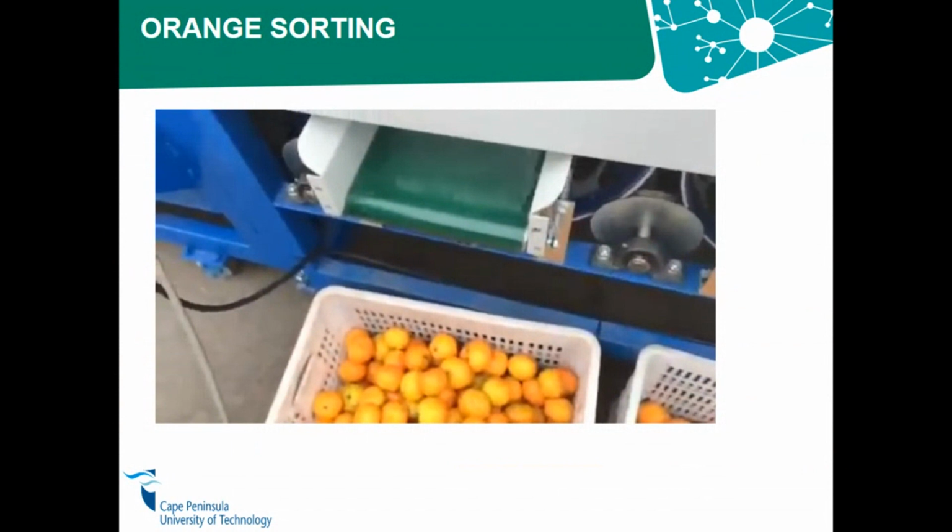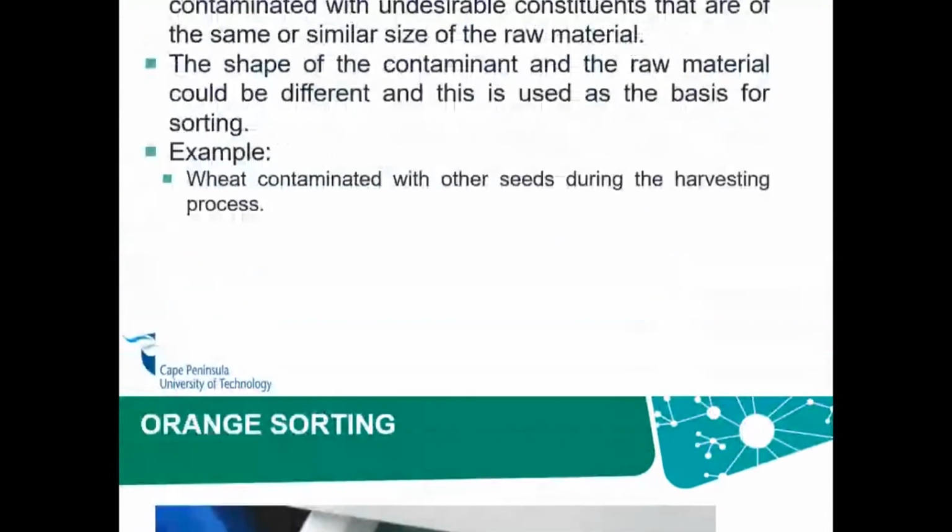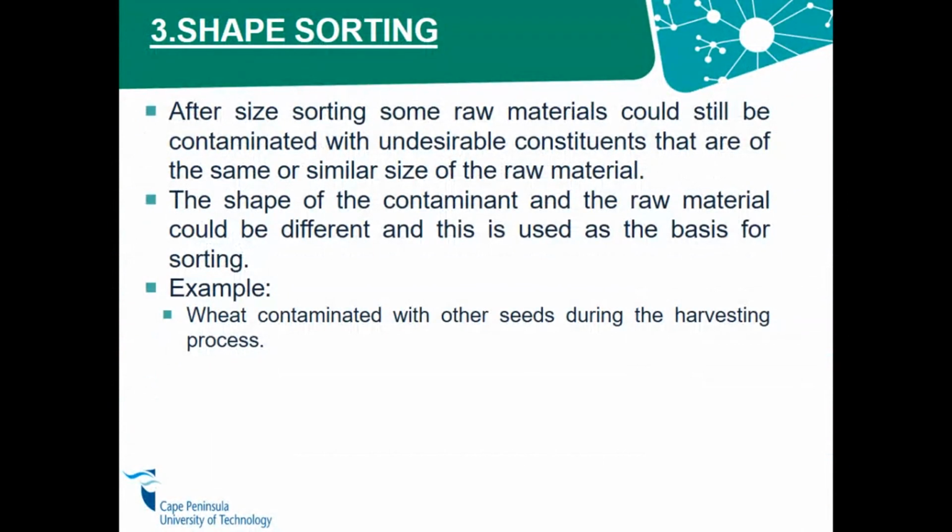Now we've looked at weight sorting, and we also looked at size sorting. Now we're going to look at shape sorting. So what is shape sorting? After size sorting, some of the raw materials could still be contaminated with undesirable constituents that are of the same or similar size as the raw material. This is very important, especially in the case of wheat. You find that the shape of the contaminant and the raw material could be different, and this is used as the basis of sorting. The size is the same, but the shape can be different.